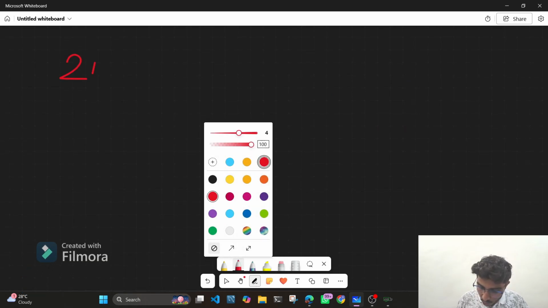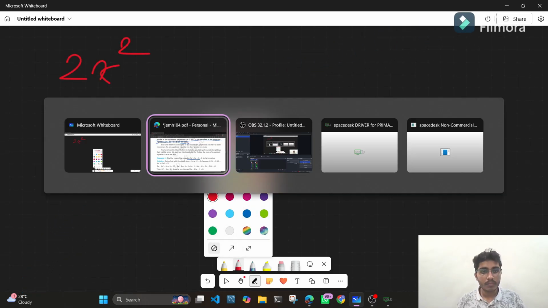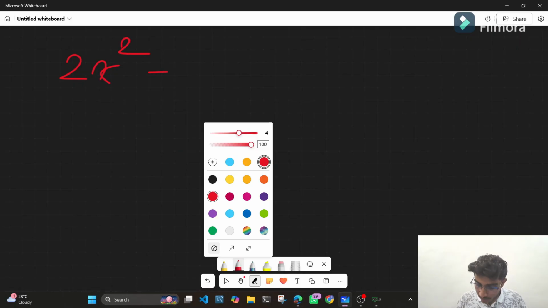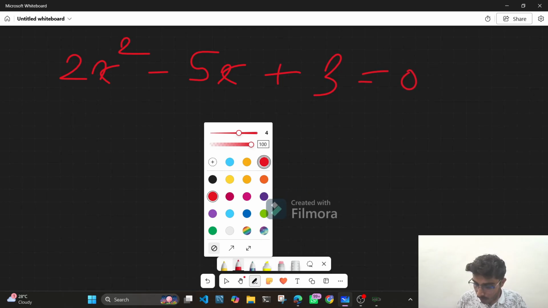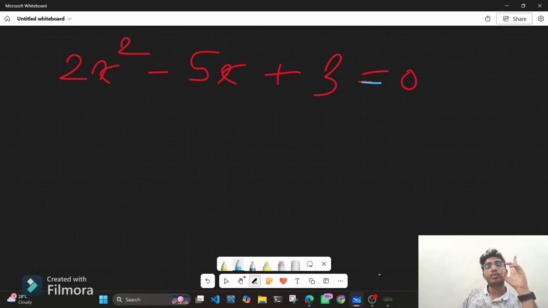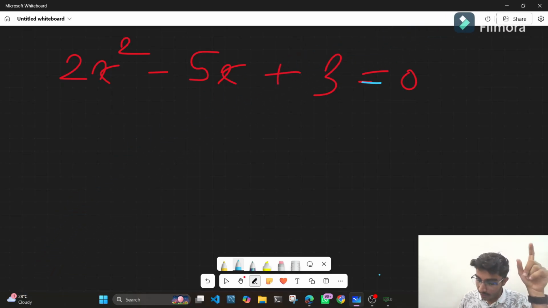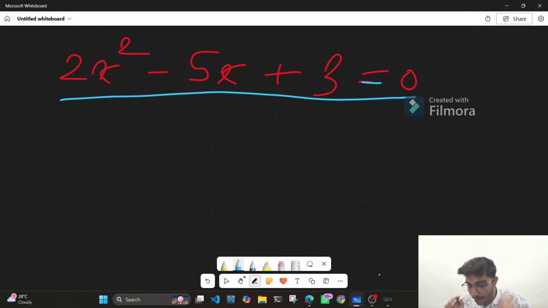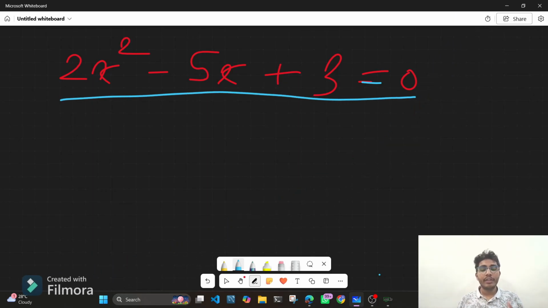Right, 2x square minus 5x plus 3. So basically, we need to find two numerical values of x such that they both satisfy this equation. I hope that is understood. How are we going to do that? So we will use the method of factorization.